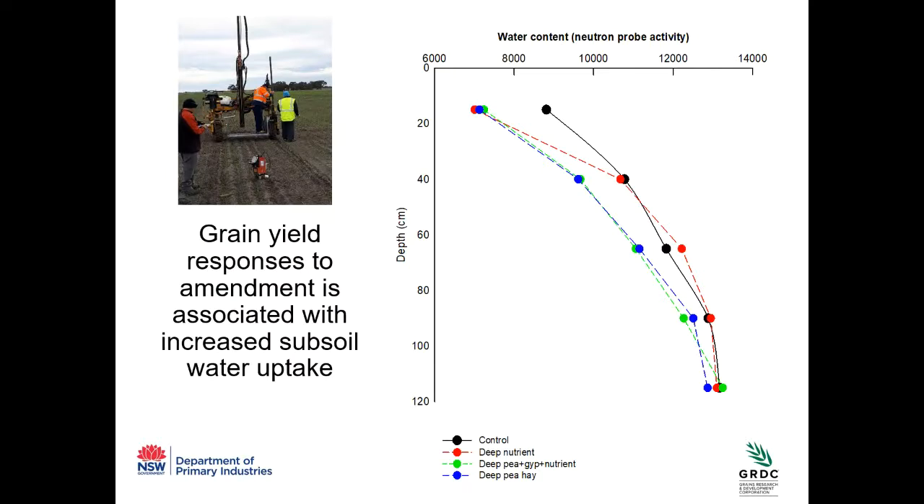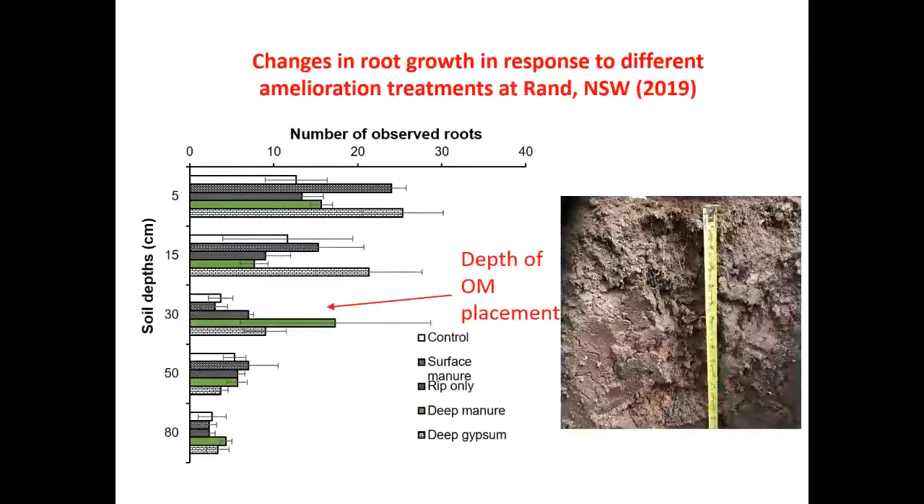So it's just using natural pea hay, and similar with deep pea hay, gypsum and nutrients. You can see how that soil amelioration resulted in much greater use of subsoil water at any one depth. That averaged around 10 to 15% extra subsoil water, and that subsoil water is probably much more effective at increasing grain yields than the water you have in the topsoil.